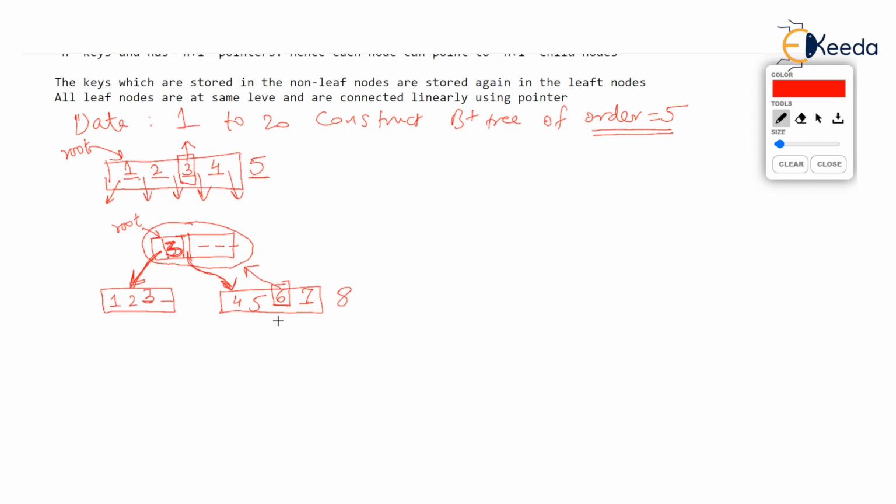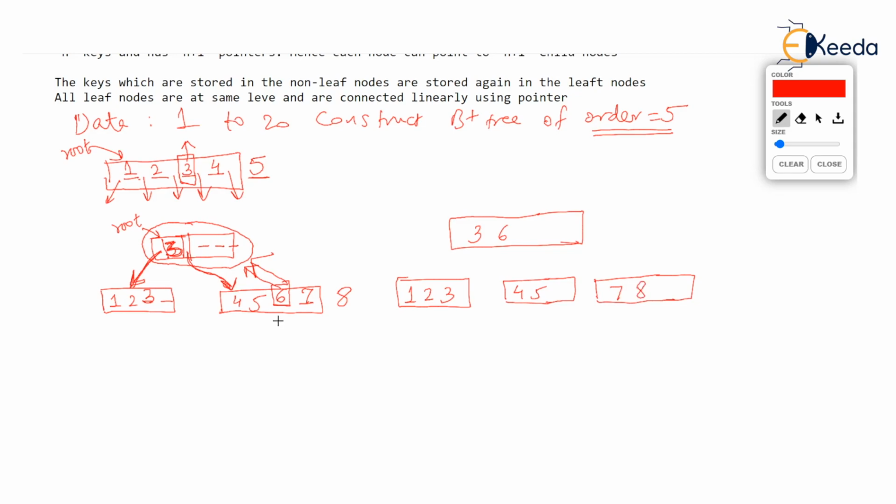The root node now is going to store 3 and 6. At the bottom level, we have 1, 2 and 3. Remember, the non-leaf node key is stored again; 3 is stored again in this left child. Along with this, the companion we have is 4 and 5. This was due to a left split. 6 was propagated up, and 4, 5 is the left child. And we have one more node, 7, 8.